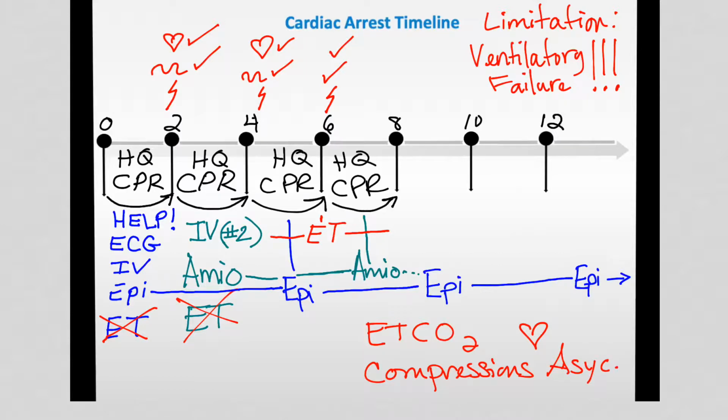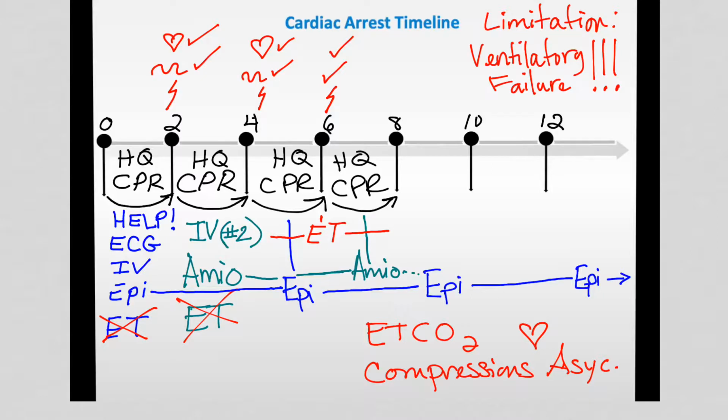Okay, compressions can just go. We don't need to pause for ventilations. So endotracheal intubation, absolutely indicated somewhere in this 4 to 8 minute window. Not the best plan at the 0 to 2 and not the best plan at the 2 to 4. But the big limitation here is if there's ventilatory failure, you need to put in an airway at the soonest possible opportunity.